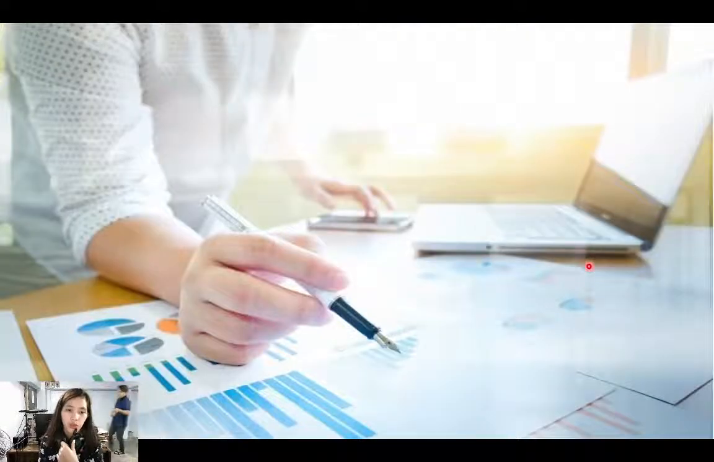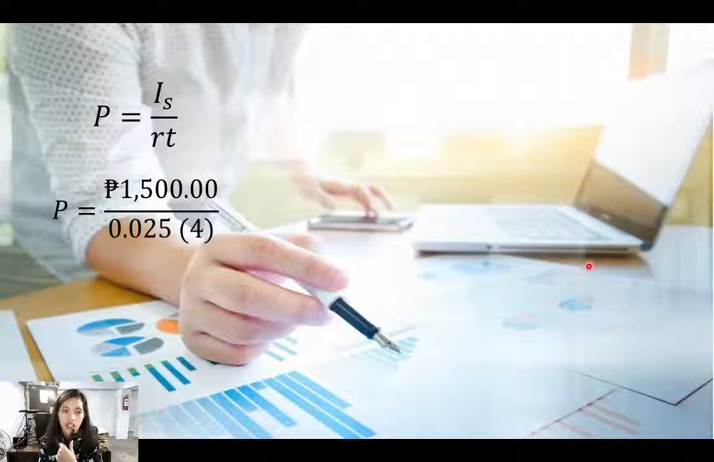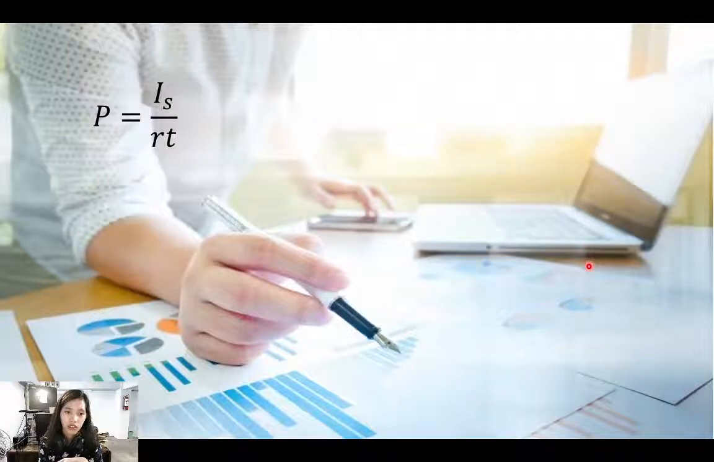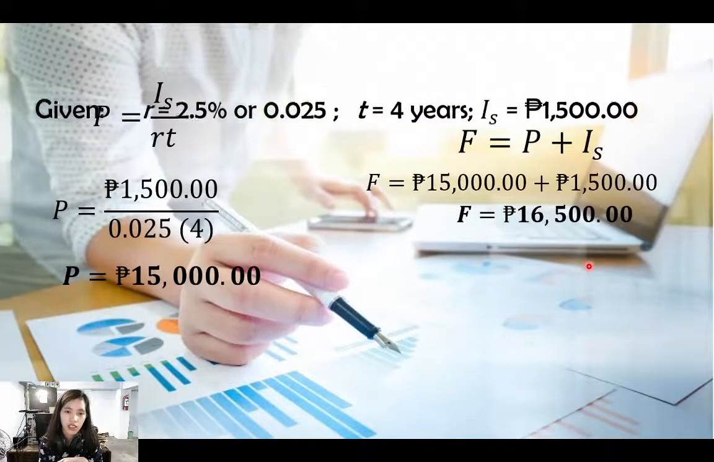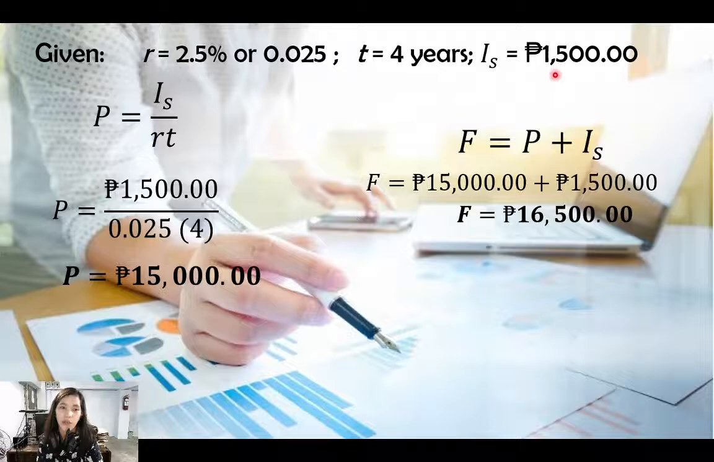Now, let's proceed to number 2. P is equals to I sub S over or divided by R times T. So, let's get the given. The given are the rate, 2.5% or 0.025, the time is 4 years, and the simple interest is 1,500. So, what we are looking for is the principal and the future value in number 2. For the principal, the formula is I sub S over RT.